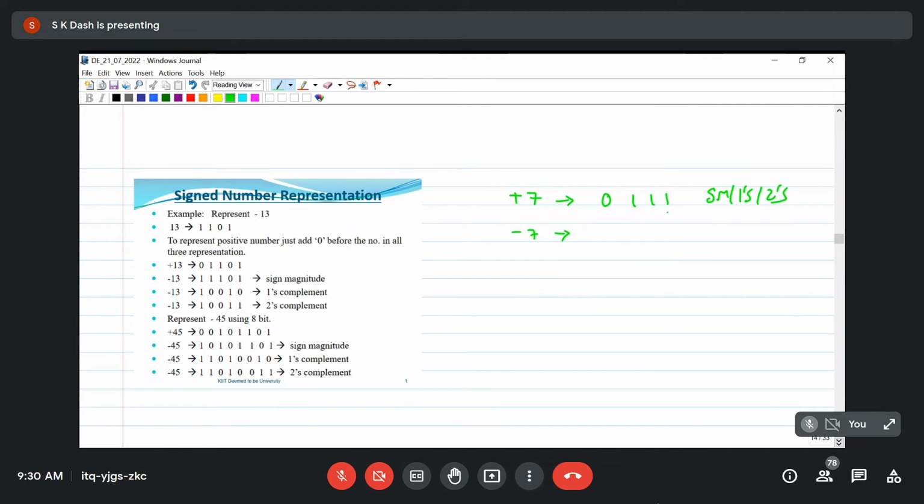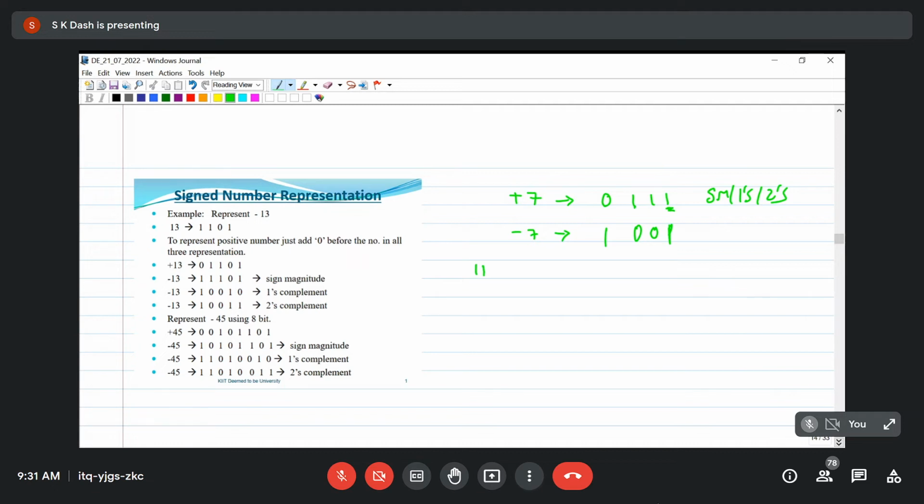What is the 2's complement of this? We start copying from the least significant bit. Once the first 1 is encountered, the other bits need to be interchanged. So 1 will be changed to 0, this one will be changed to 0, and this 0 becomes 1. So minus 7 will be represented as 1001. Let us take another example. So minus 7 is 1001 using 2's complement, right? Yes.